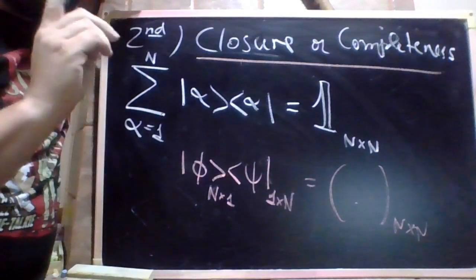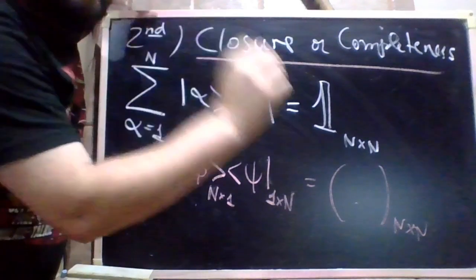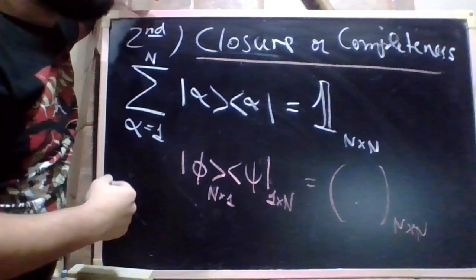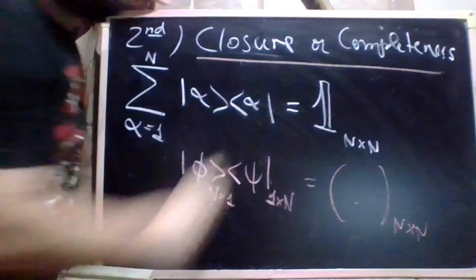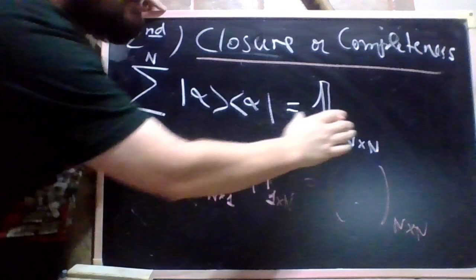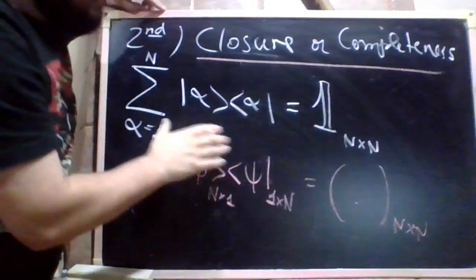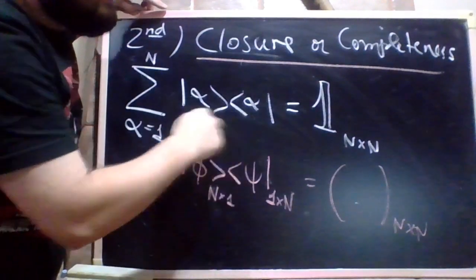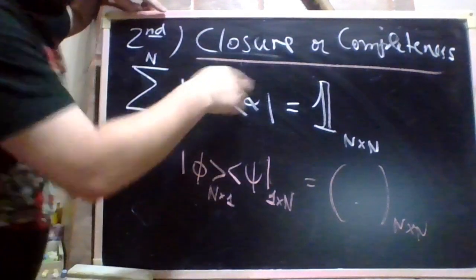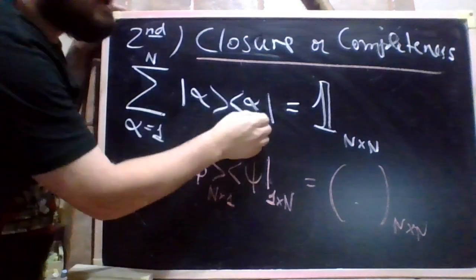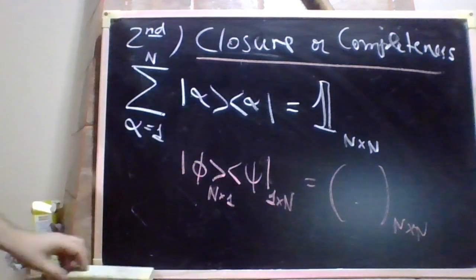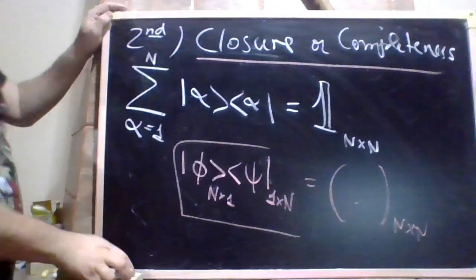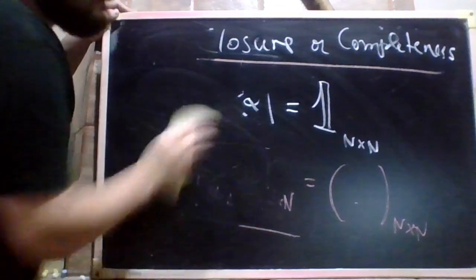So there are two important properties: the orthonormality of the basis vectors in a Hilbert space, and the completeness of the basis, which means you can always represent the identity matrix by a summation of tensor products of the basis vectors, each with itself here, okay? So let me talk a little more about this thing here, okay?